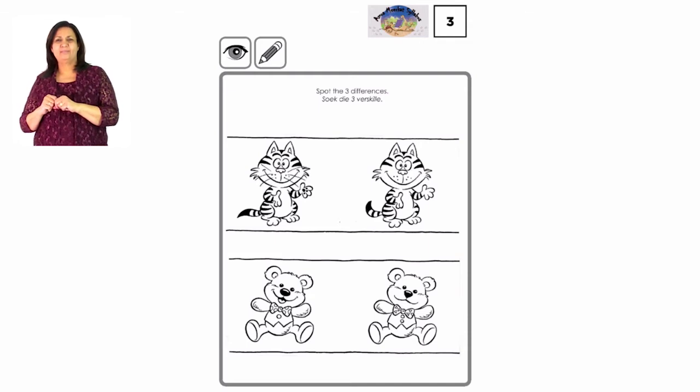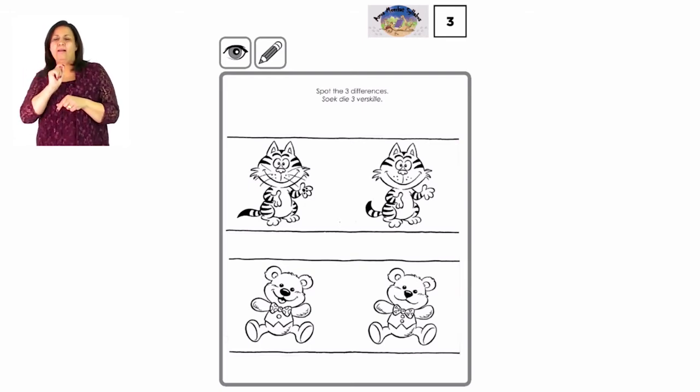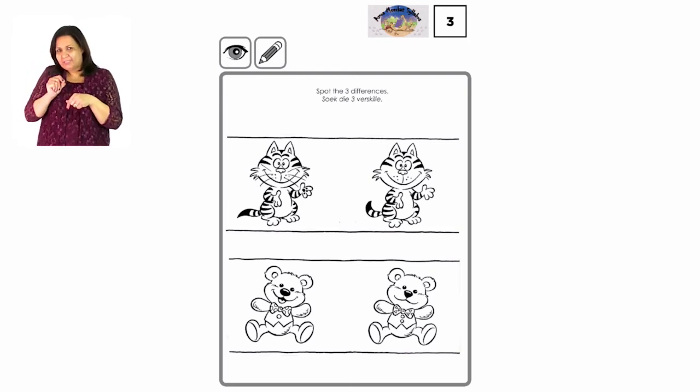Once you have spotted the difference, take your pencil or your crayon and circle the 3 differences. There is something else that is different between the 2 tigers. Look at the tails. You can circle. I'm sure you have been able to find the 3 differences between the 2 tigers.